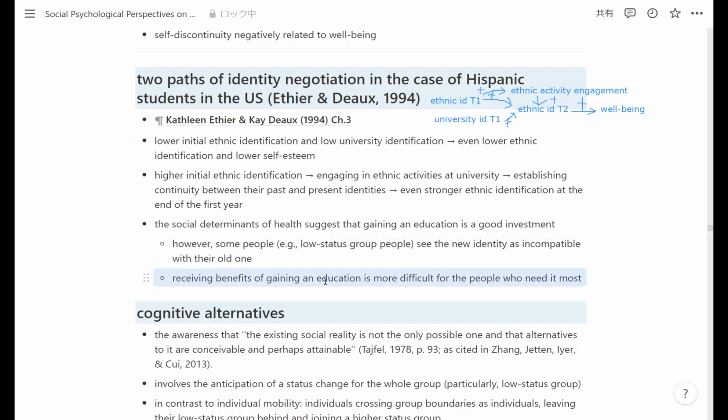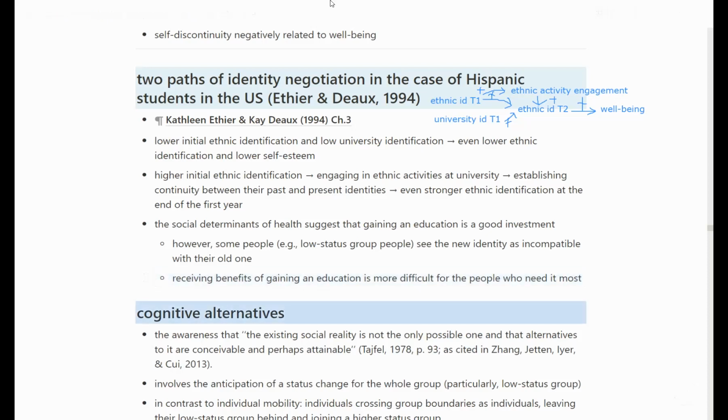And these people who perceive the incompatibility are the ones who need the education most, because they are typically in the low status group, and one way to improve their status is to receive education. But as you can see, not just because they cannot have education, but also even if they could have education, obtaining benefits out of the education they received is actually even more difficult for those people.